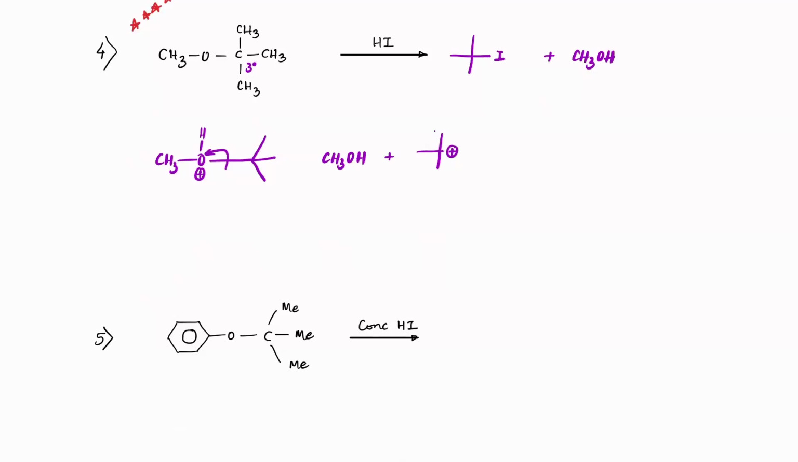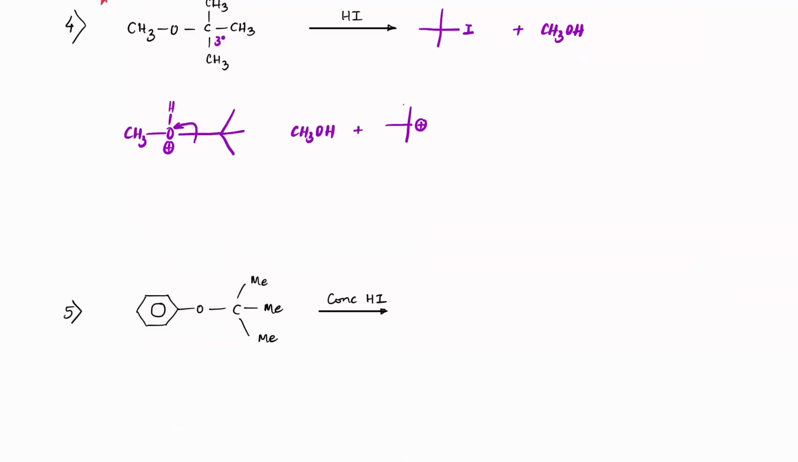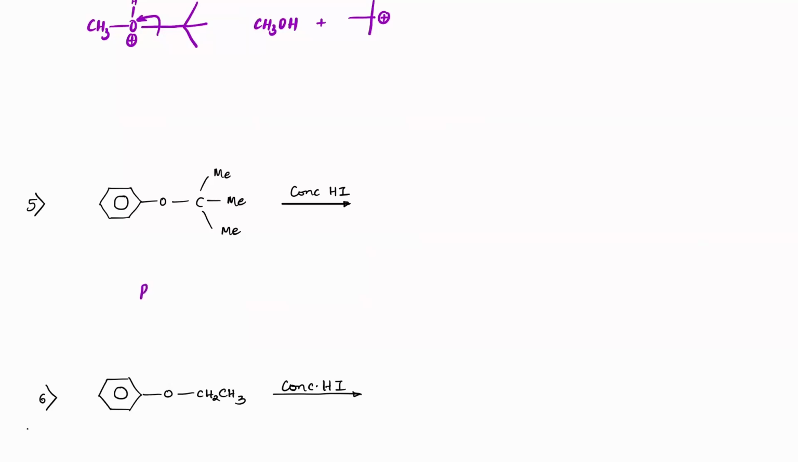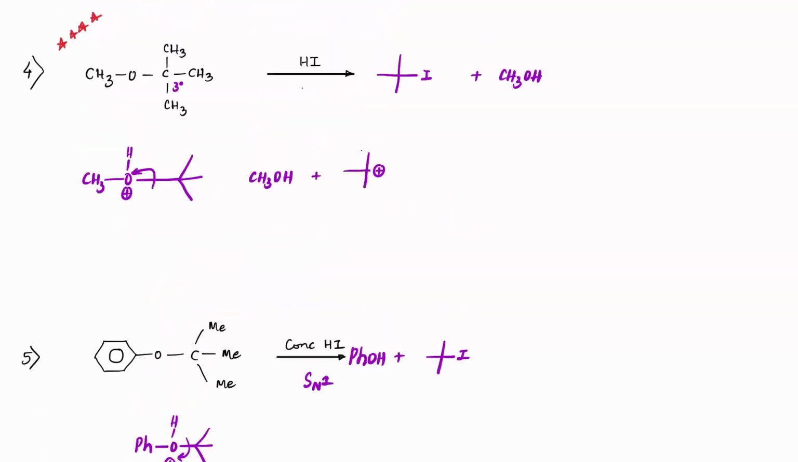All good, everybody? Right. In this case also, there is no other option, but we have PhO and a tertiary butyl group. Protonation happens, the bond would break, and we report this as phenol and tertiary iodide, again followed via SN1 mechanism. Okay, this is also SN1.